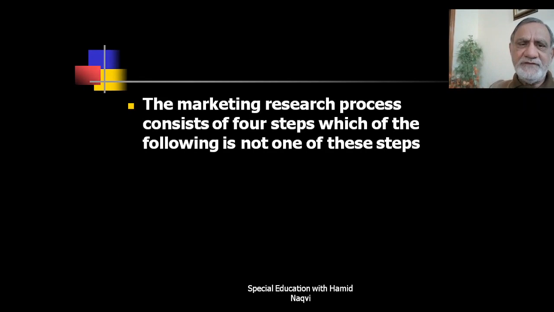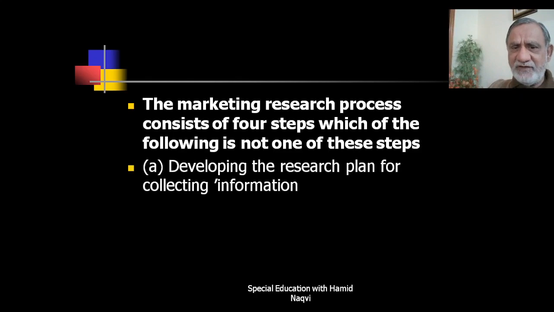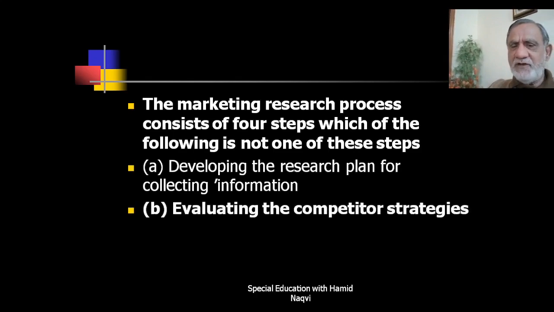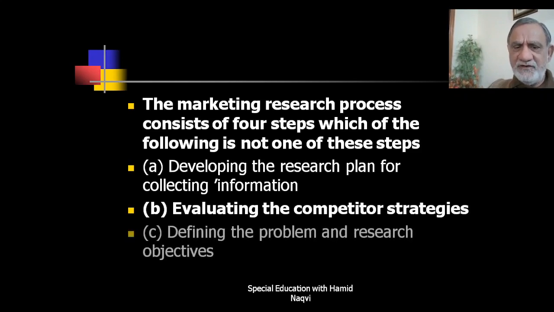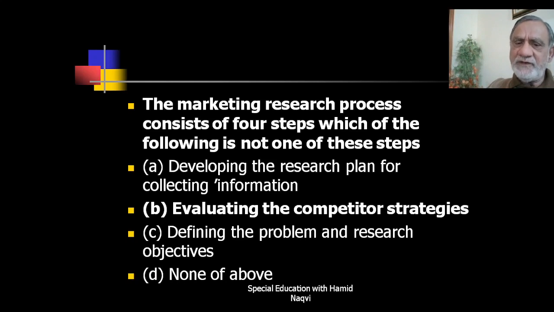Next question is: the marketing research process consists of 4 steps. Which of the following is not one of these steps? Developing the research plan for collecting information, evaluating the competitor strategies, defining the problem and research objectives, or none of the above. The correct answer is B, that is, evaluating the competitor strategies.